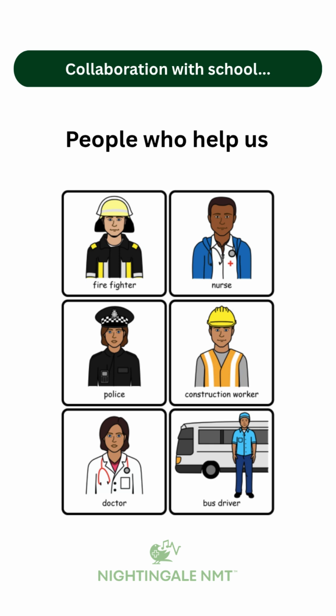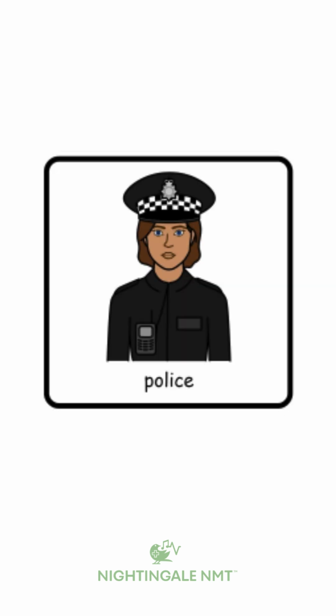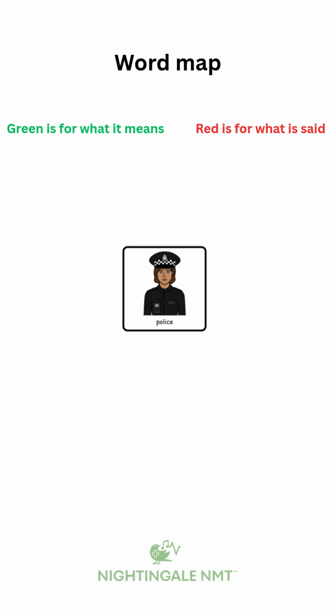The first job I chose for us to target was police. To help him form the lyrics, I began with a word map. Word maps are a visual tool used to support semantic and phonological processing by breaking down a target word into features such as category, function, attributes, and associated sounds or syllables. One visual way you can do this is to categorize the phonological information as red. Red is for what is said, and semantic as green. Green is for what it means.